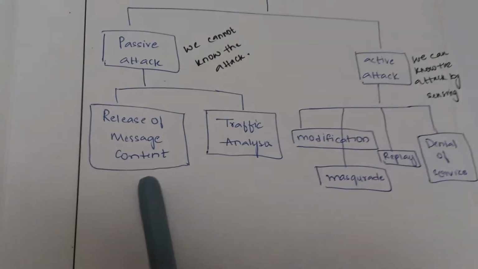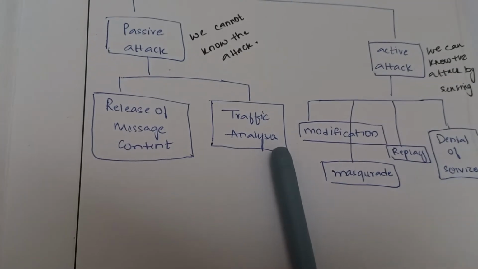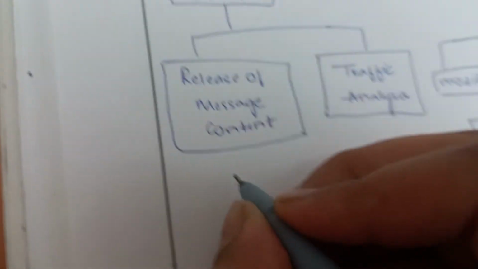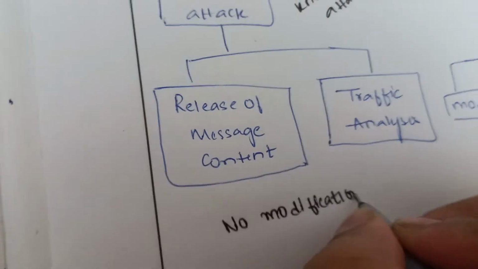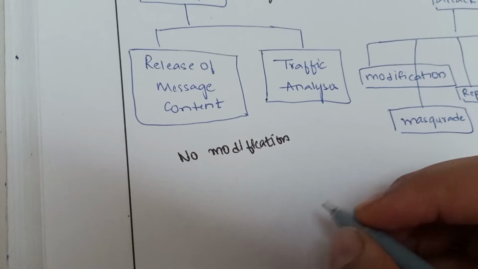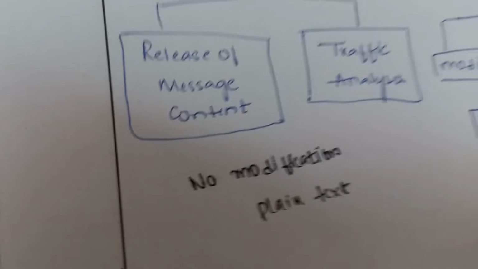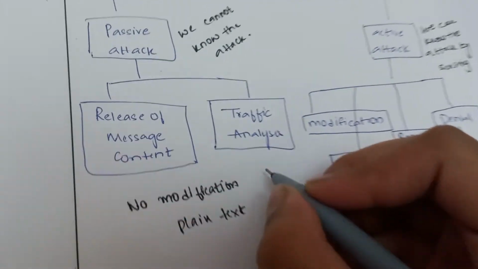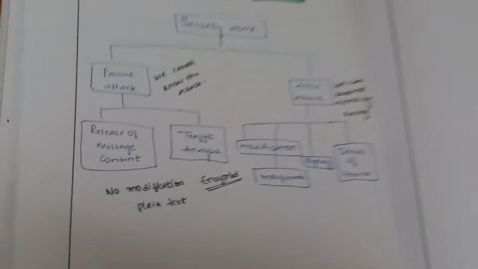In the passive attack there are two types of attacks: release of message content and traffic analysis. Here, in release of message content, the characteristic of this attack is no modification. The text is not modified and it can only be read because everything is there like plain text. Under traffic analysis, the data is encrypted, and the encrypted data can be sensed by the attacker.